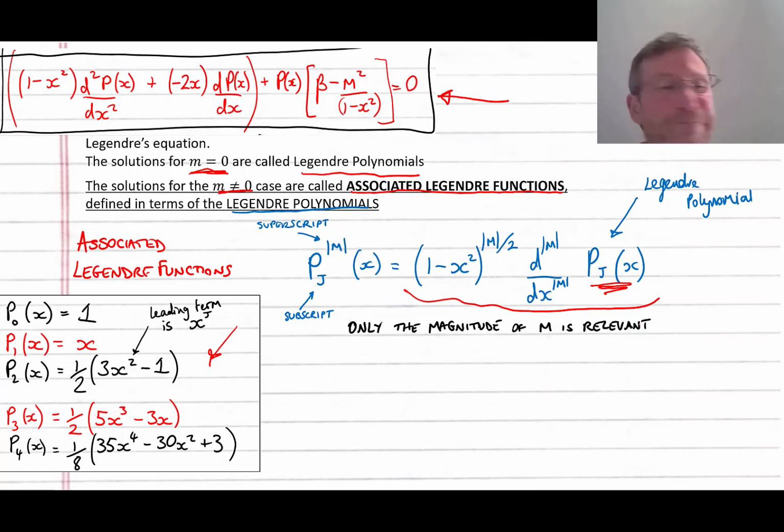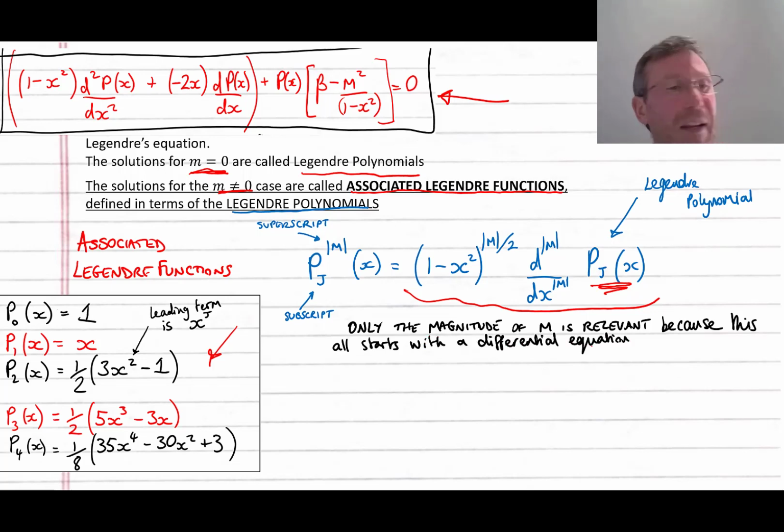Why? Because this all starts with a differential equation that depended on this m squared term. Right back when we did our separation of variables, we put the constant for the separation of the two terms, and we set that up to be an m squared term. So only the magnitude of m is relevant, because this all starts with a differential equation depending only on m squared.